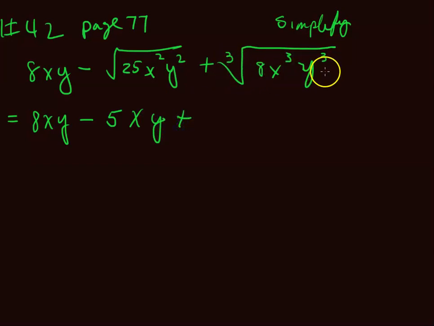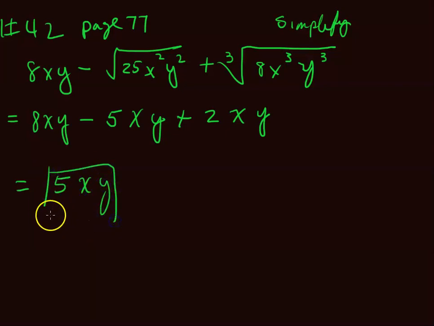Apply this cube root to everybody. What's the cube root of 8? Well, 2 times 2 times 2 is 8, so the cube root is 2. The cube root of x cubed is x, and y cubed is y. Aha! These tricky guys. 8 minus 5 plus 2 xy's. That's left over with 5 xy's. Not so bad.